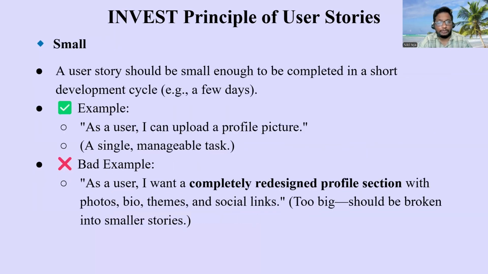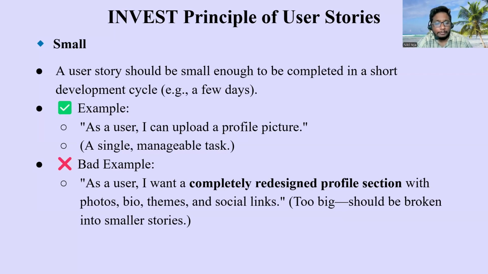Next is small. A user story should be small enough to be completed in a short development cycle, right? Here, small has two meanings. One is that there should be a small user story without much big documentation. The second meaning is that it should be completed in a small timeline or small time iteration, that is nothing but a sprint, one or two sprints.